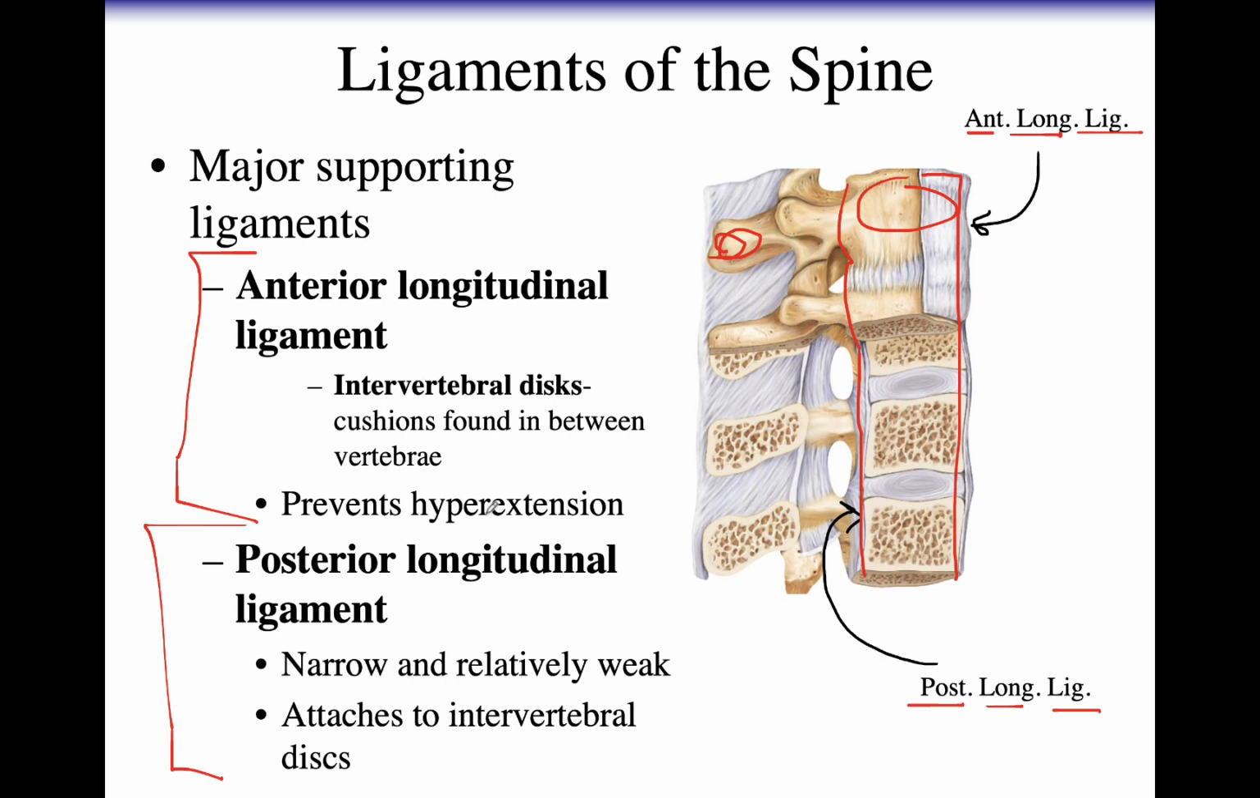The anterior longitudinal ligament prevents hyperextension. The posterior longitudinal ligament is what attaches to the discs. So you see these guys here? Those are intervertebral discs. That is where your posterior longitudinal ligament binds.